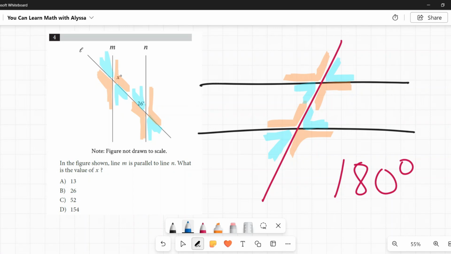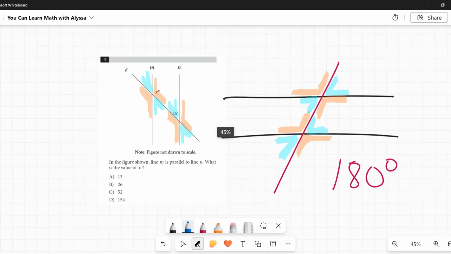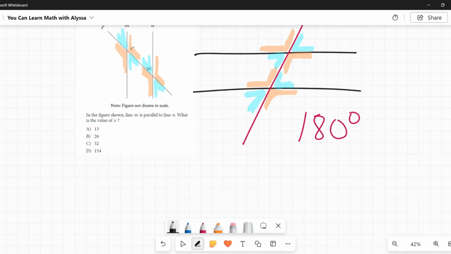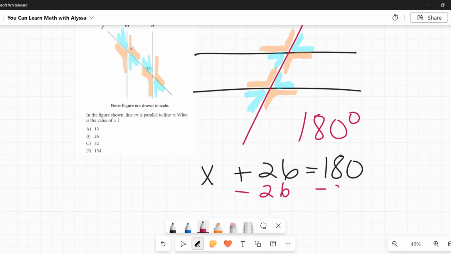Since they add up to 180 degrees, I know this one is 26 and this one is X. I'm going to zoom out just a little bit, move up. So that X angle plus that 26 degree angle equals 180 degrees. To solve for X, I need to undo what's been done to it. 26 is being added, so I subtract 26 from both sides. On the left, X is left by itself, and on the right, I have 154. So X is equal to 154 degrees, and that is D. There's my answer.